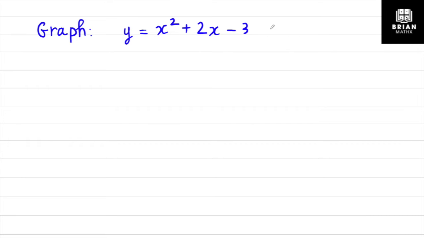In the last video, we talked about the 4 steps for graphing a quadratic function. And for this video, we will practice 3 examples of graphing quadratic functions. The first example, you've got x squared plus 2x minus 3.